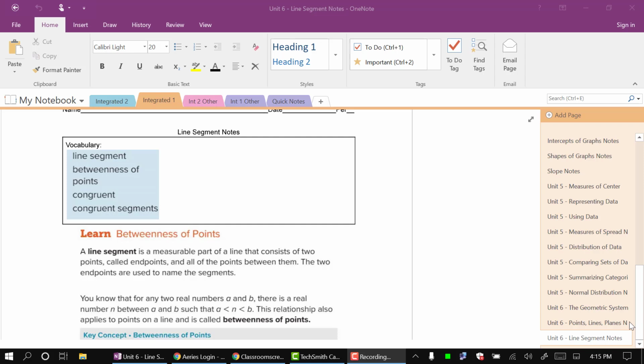Today we're going to be looking at line segments. A line segment is a measurable part of a line that consists of 2 points called endpoints and all of the points between them. The 2 endpoints are used to name the segment.